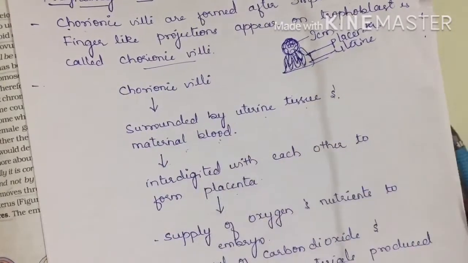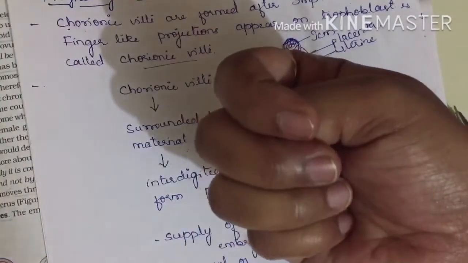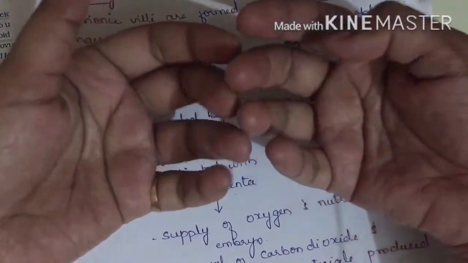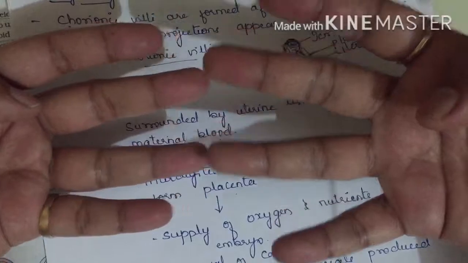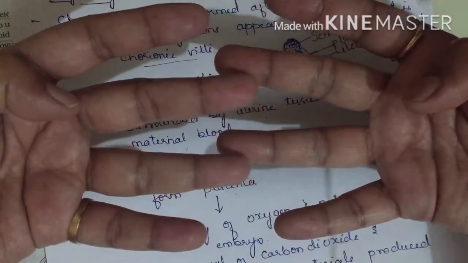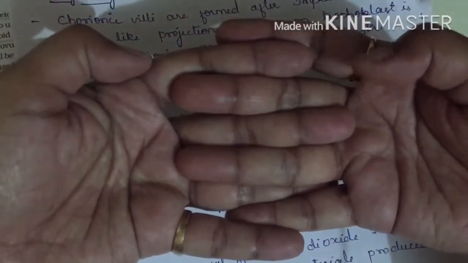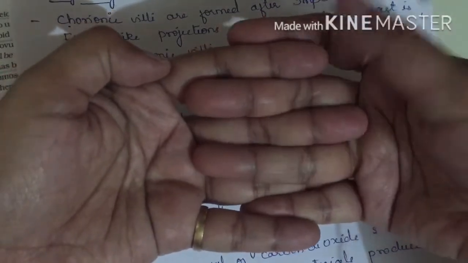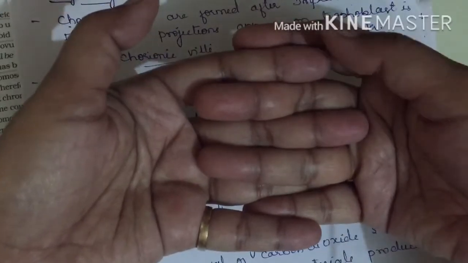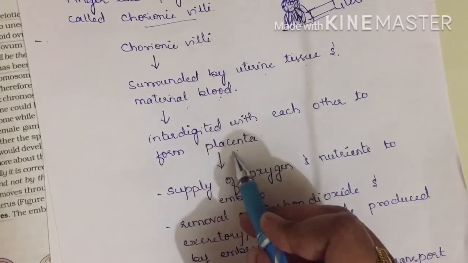Now what does the placenta look like? If you imagine one of my hands as the blastocyst, and the other hand as the uterine wall, the trophoblast has formed finger-like projections, and the uterine wall has also formed finger-like projections. Both will get interdigitated, something like this. Both will get attached to each other, and the structure present in between, when they are interdigitated with each other, we call the placenta.